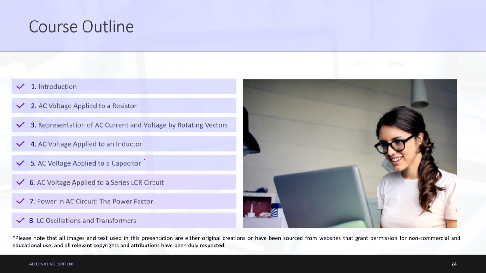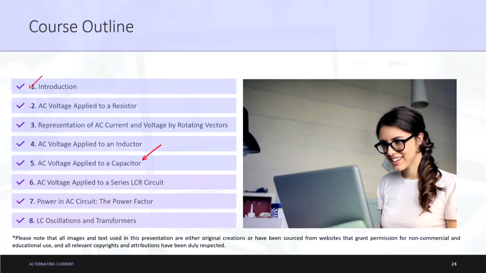Currently we are on the 5th topic, that is AC voltage applied to a capacitor. AC introduction has been done, in which we understood the difference between an AC source and a DC source, and the advantages of an AC source over a DC source. There were several advantages, such as for long distances it is quite easy and there are fewer leakages of current or voltage if we need to supply voltage from, let us say, point A to point B, which are at very large distances.